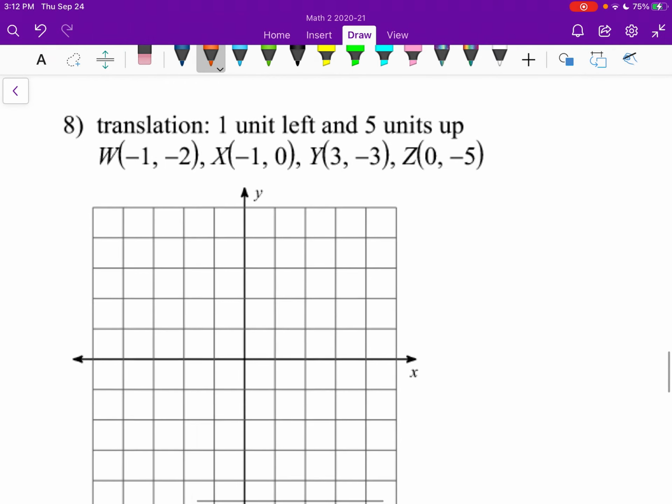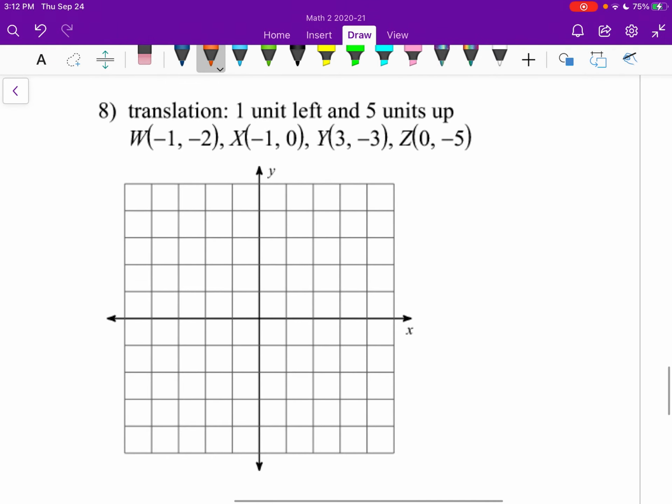All right, number 8. This one is just one of them that we shift left and up. There's lots of different ways they can do it. I'll just choose to graph them all and then I'll move them all. We'll do it that way. So W is at negative 1, negative 2. So here's W. X is at negative 1, 0. There's X. Y is at 3, negative 3. And Z is at 0, negative 5.